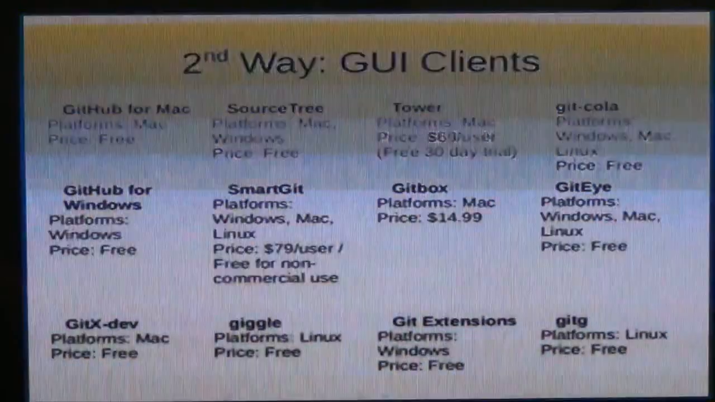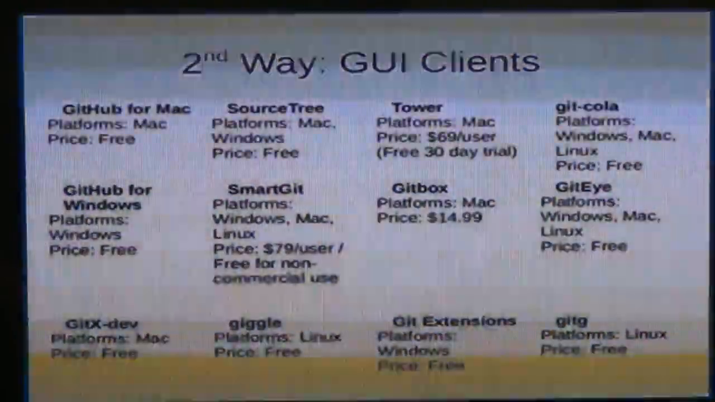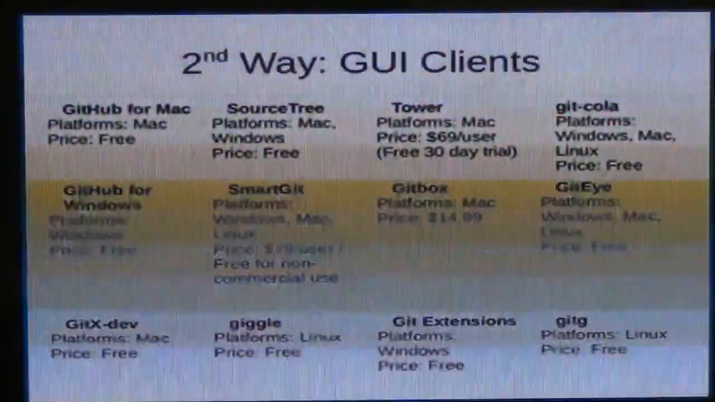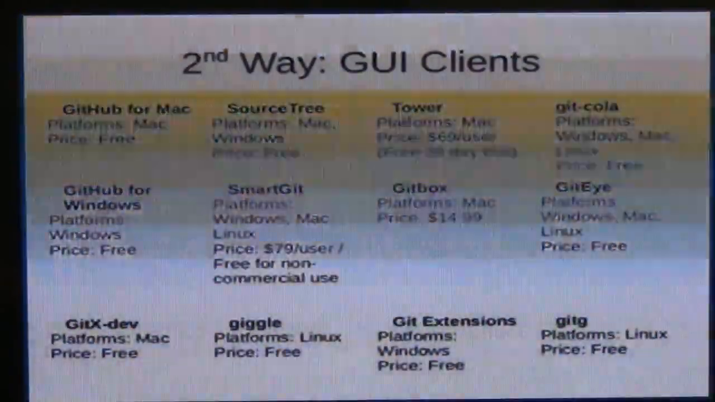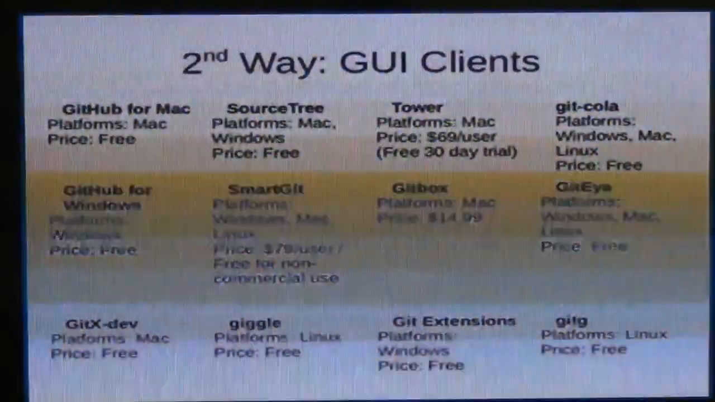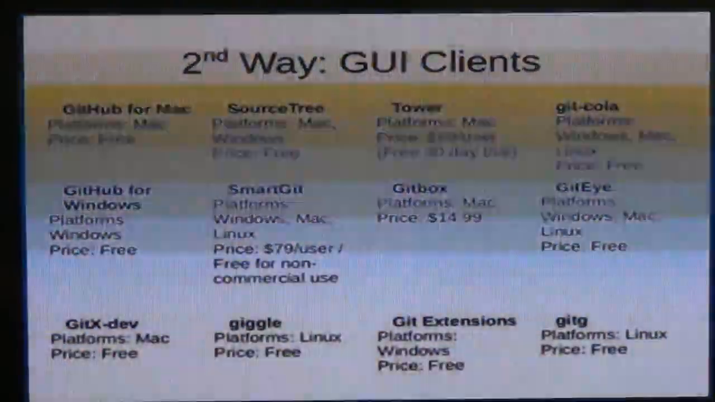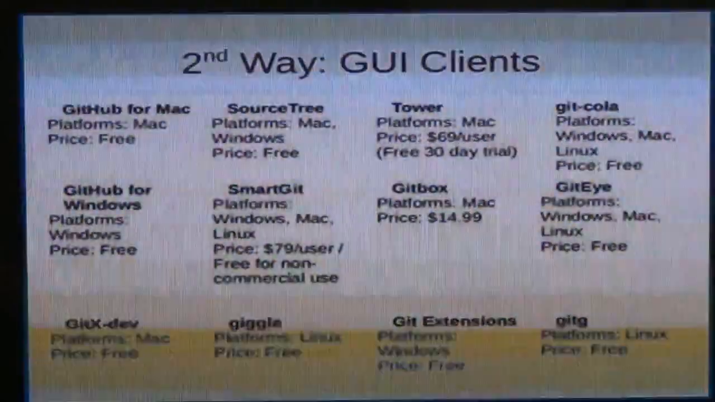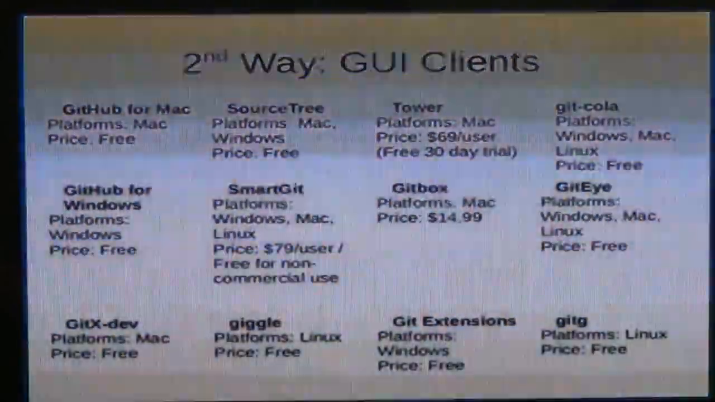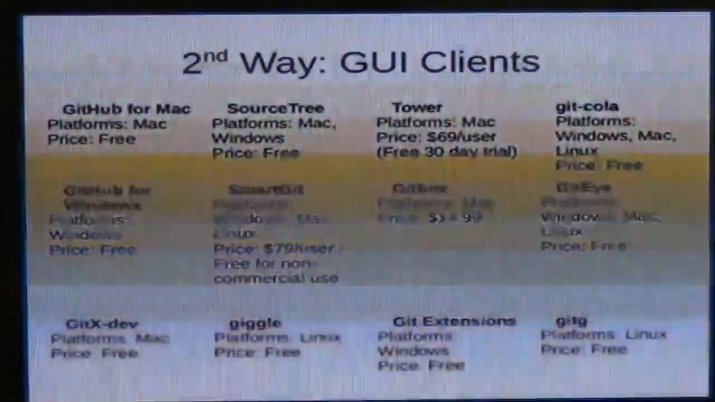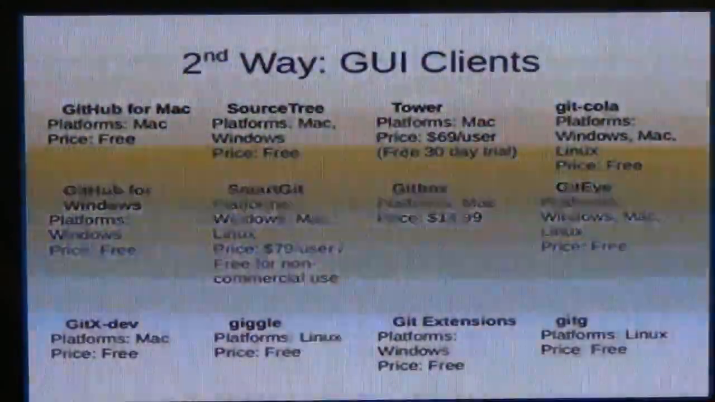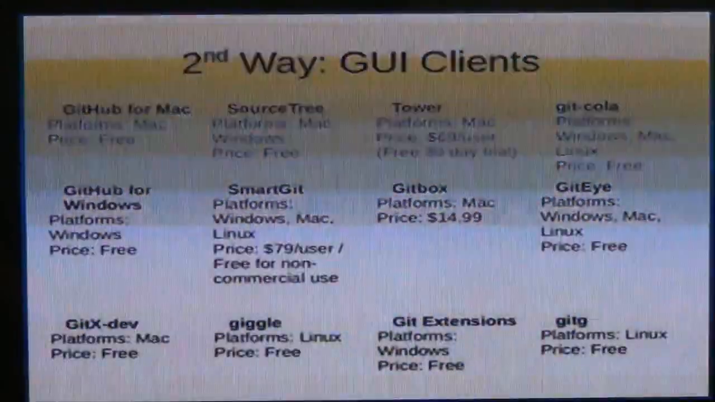The second way is using user interface clients. There is a list of user interface clients. For example, I tried SmartGit, which is free for non-commercial use and available for the most popular platforms like Windows, Mac, and Linux. But I didn't actually enjoy it. I think that the command line or terminal in Ubuntu is the best way to use it.